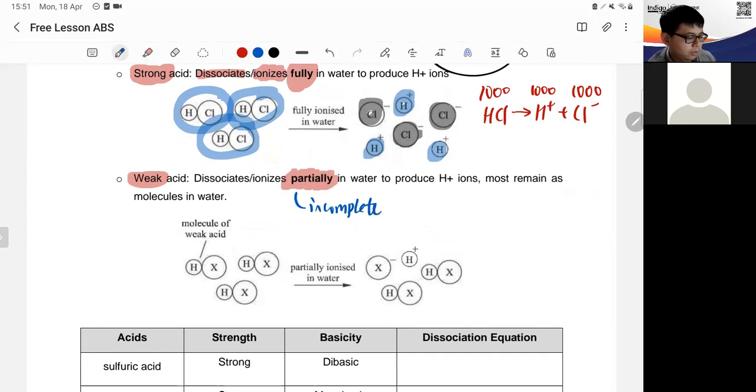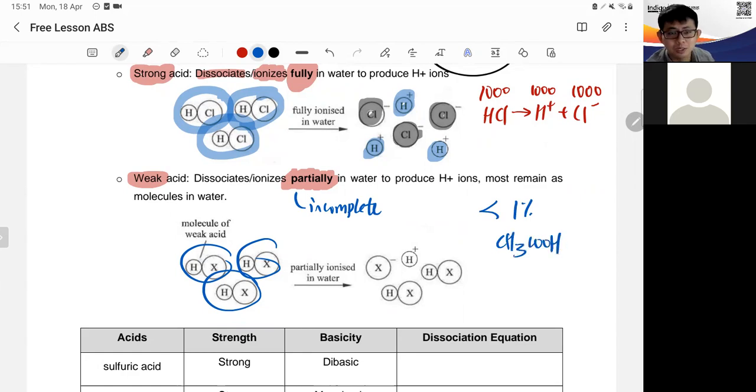Which means to say, if I give you the same 3 particles of HX, where HX is a weak acid, I will most certainly not expect it to ionize, to dissociate 100%. In fact, as you go on a little bit more in chemistry and you learn about acids and bases and how they dissociate, you will find that a lot of weak acids' dissociation is less than 1%, actually. I'll be very happy if I'm able to get 1% dissociation out of ethanoic acid.